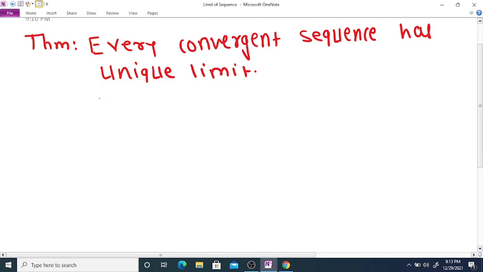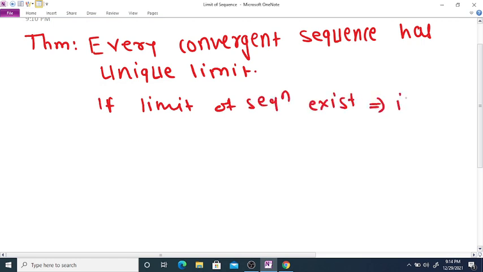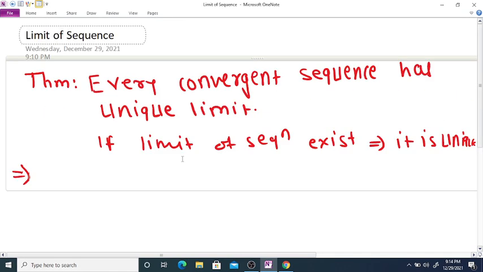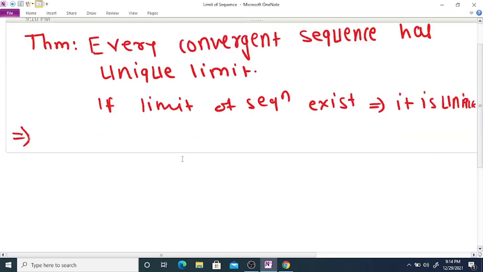In other words, if the limit of a sequence exists, then it is unique. So now we are going to prove this theorem by using contradiction.